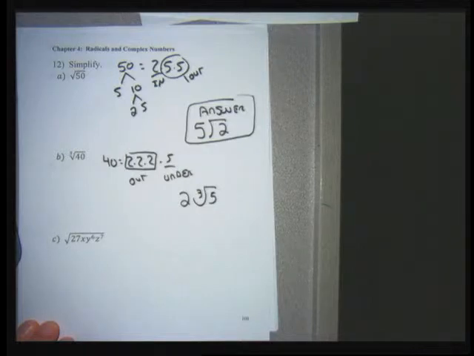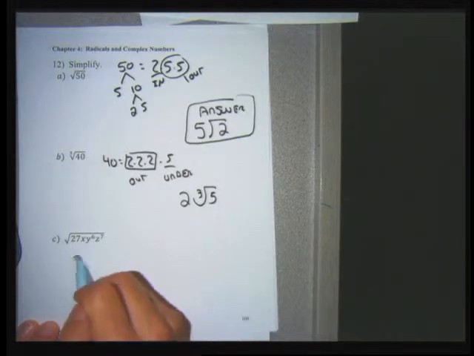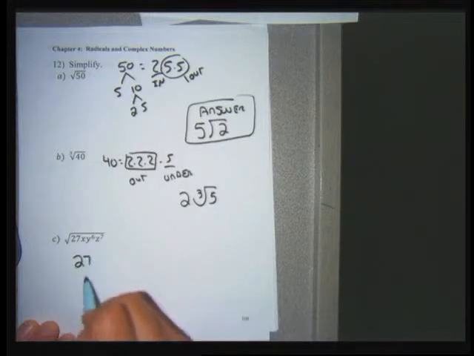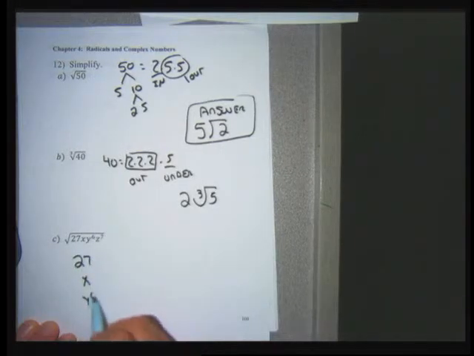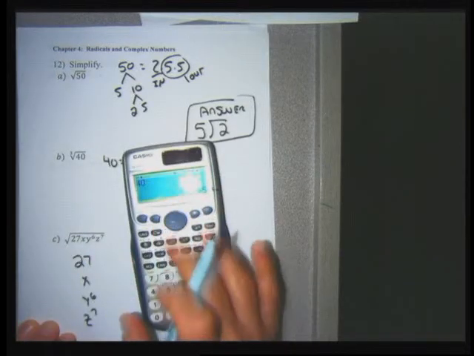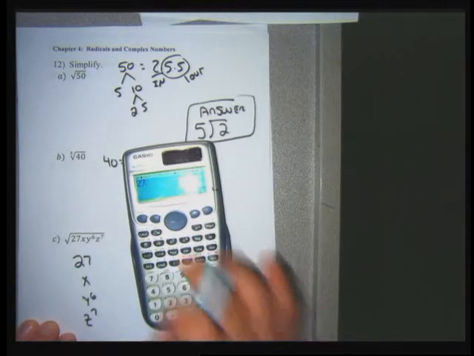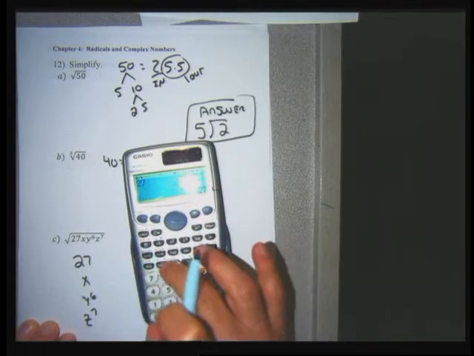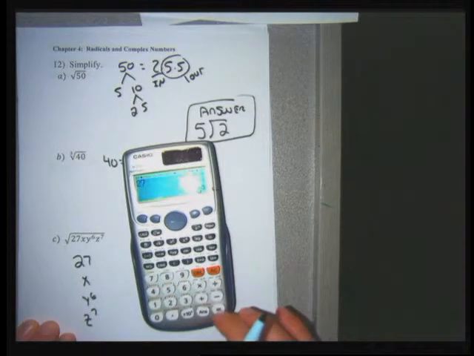For C, I need to do everything separately. So I need to do 27x, y to the 6th, and z to the 7th. Reduce each of them. First thing I'll deal with is the 27 by going 27 equals shift factor. 27 is 3 times 3 times 3.